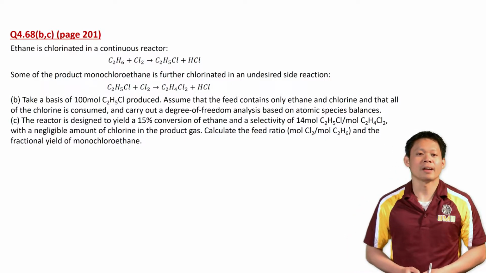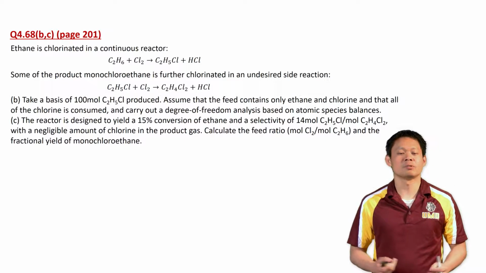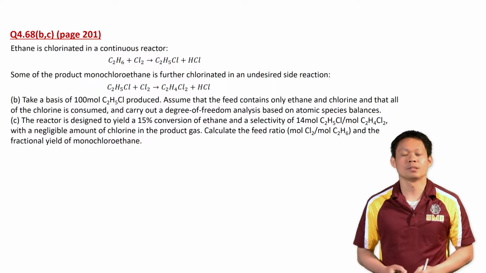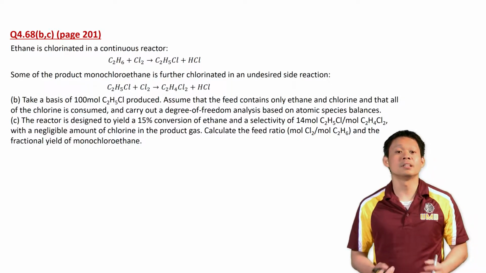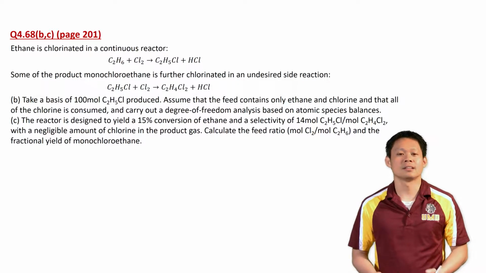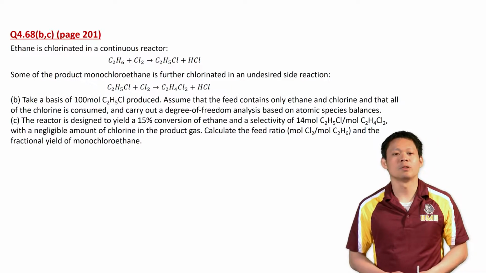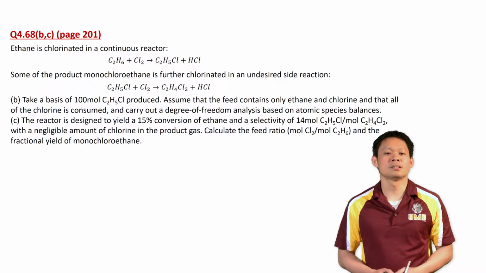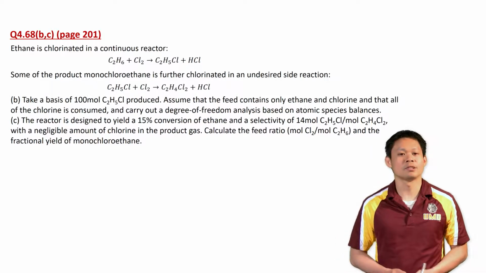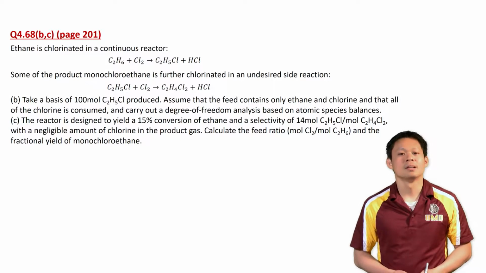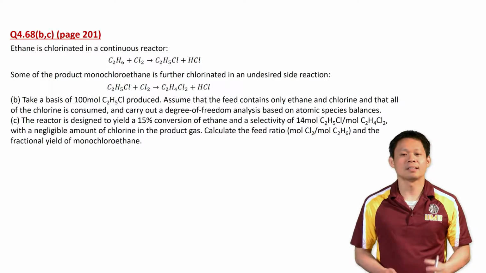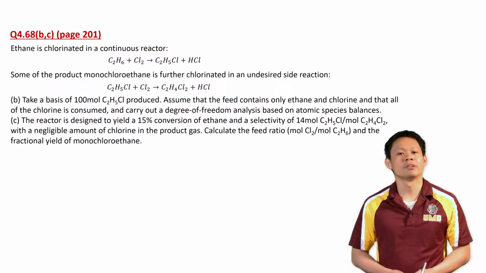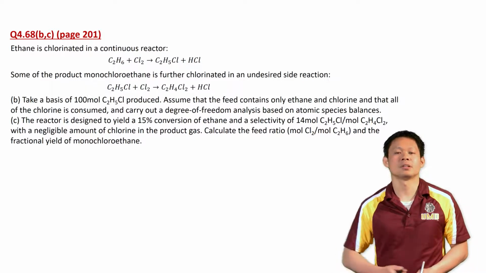In this question, we have ethane that is chlorinated in the continuous reactor as shown below here. Some of the product that we want, our C2H5Cl, gets further chlorinated in an undesired side reaction to form C2H4Cl2. In part B, it asks to take a basis of 100 moles of our product, C2H5Cl produced, assuming that the feed contains only ethane and chlorine, all of the chlorine is consumed, and we want to carry out degree of freedom analysis. In this case, you only ask for the atomic species.